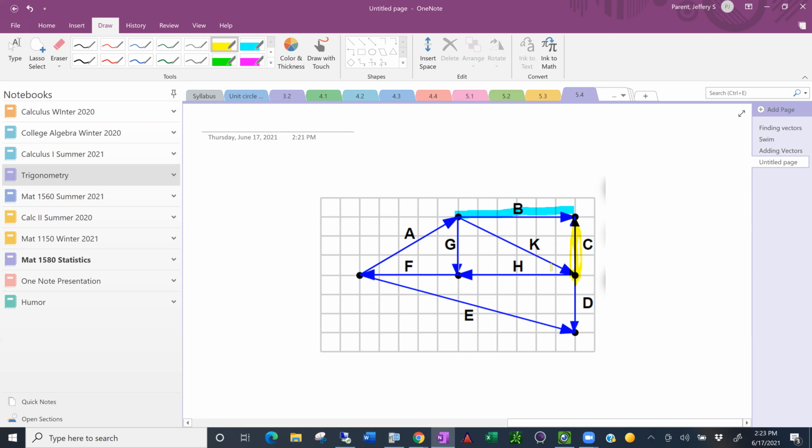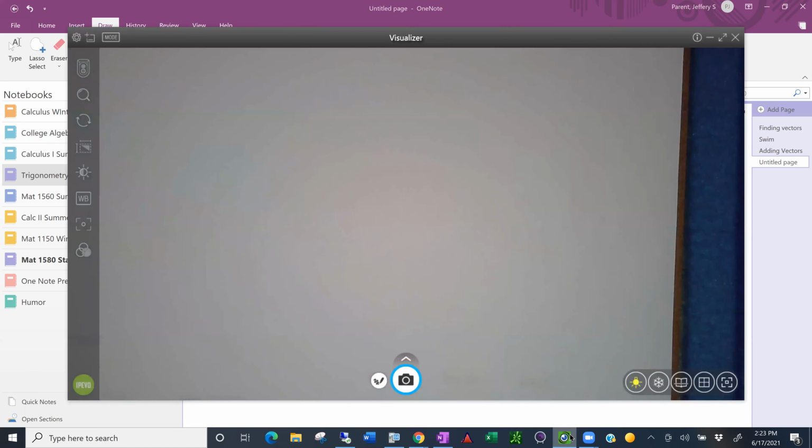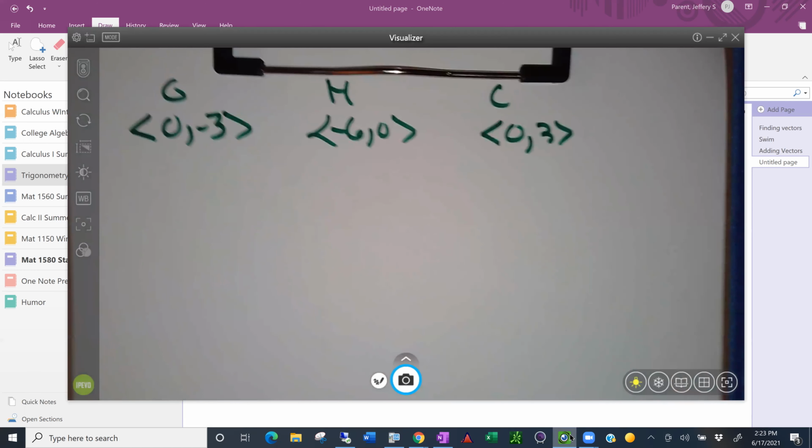Well, are you moving any in the X direction? No. It's just strictly in the Y direction. How far are you moving in the Y direction? It looks like 3. Yeah, 3. So these would be your points, or these would be your vectors.